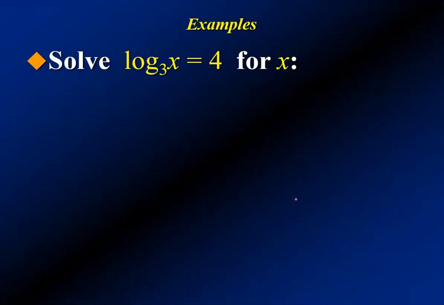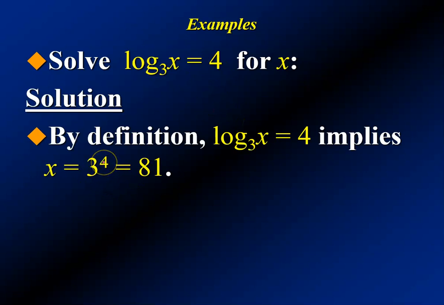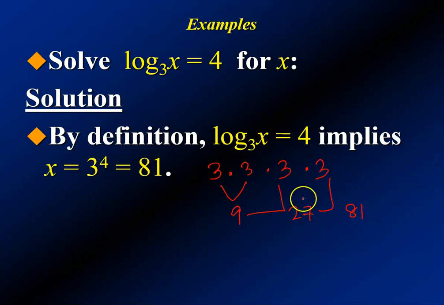So let's try some more examples. How will we solve logarithm of x base 3 equals 4? How do we solve for x? Therefore we have base and exponent, so it becomes 3 to the power of 4, which is 3 times 3 times 3 times 3. 9 times 3 we get 27, times 3 we get 81. That is how we get the value of x.